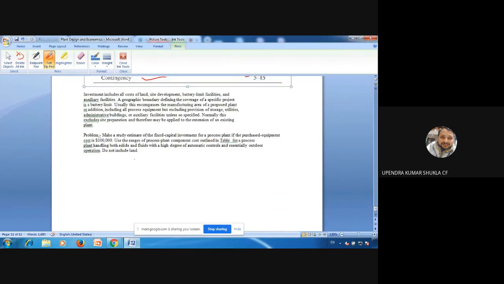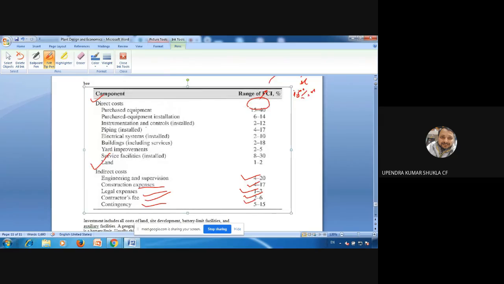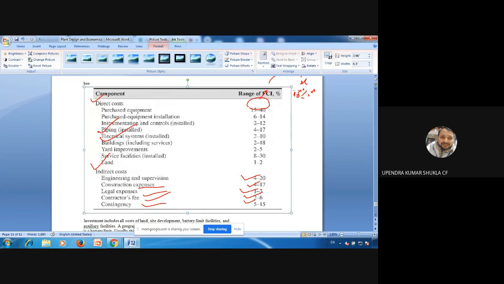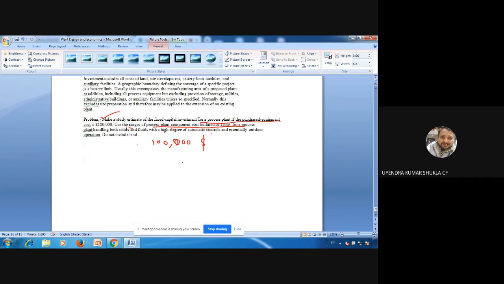Now there is one problem: make a study estimate of the fixed capital investment for a process plant if the purchased equipment cost is $100,000. Use the ranges of process plant component cost outlined in the table. This table will be given to you. This table is very important, it has been derived after a lot of research. Okay, so this is the purchased equipment cost.